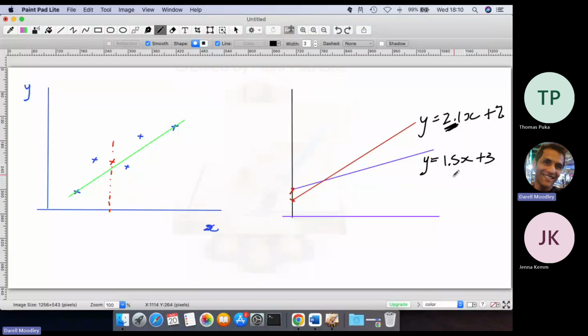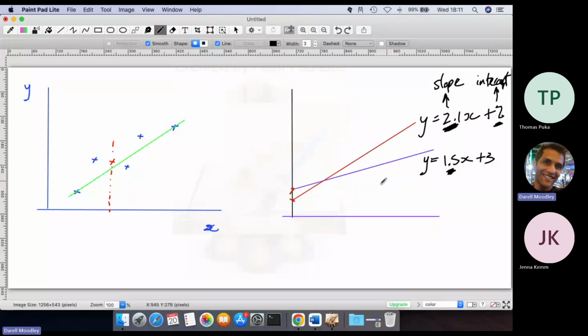Now this value in front of the x tells you how steep the slope is. So this is your gradient, this is your slope. And this red line, because it's steeper, you would expect the slope to be more than 1.5 of the purple line. Essentially what I'm trying to say is if you have these two values, the slope and the intercept, you have everything you need to describe that line.